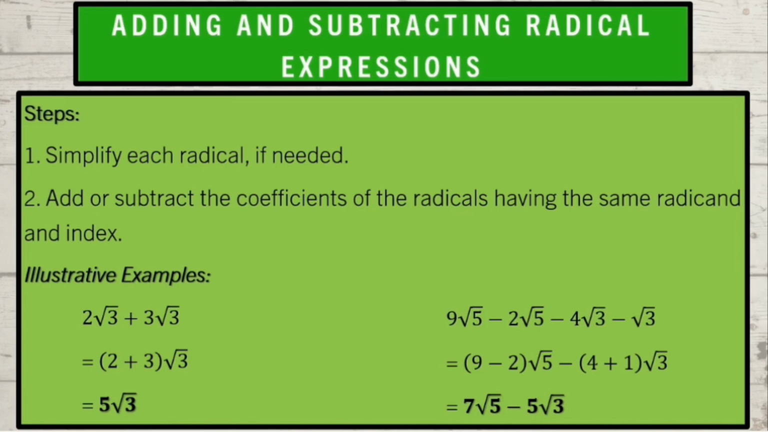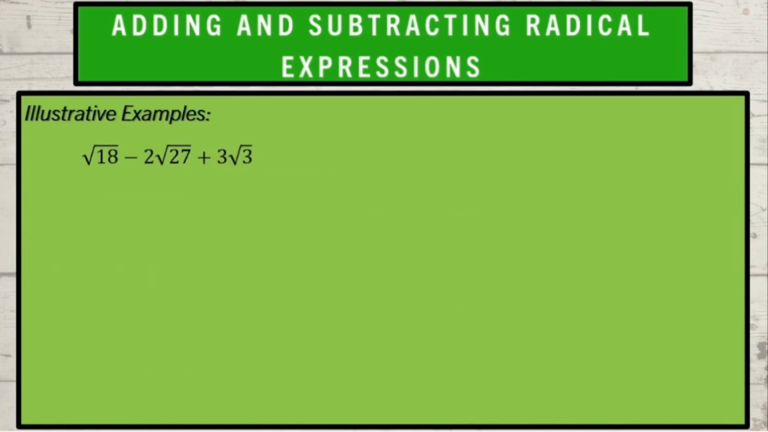Good job! Another example. Simplify the square root of 18 minus 2 square root of 27 plus 3 square root of 3. Step 1. Simplify each radical if needed. So, the square root of 18 is equal to the square root of 9 multiplied by 2. Next is the square root of 27, which is equal to the square root of 9 multiplied by 3. And just copy 3 square root of 3, because it is already in its simplest form.